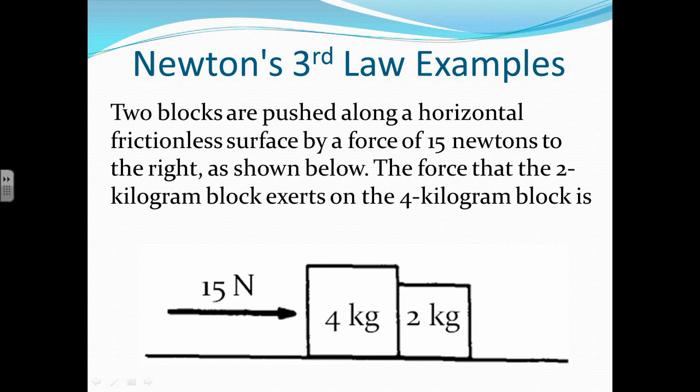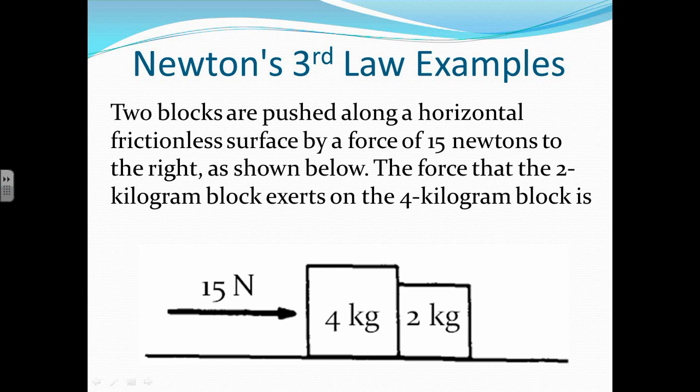So in order to approach this problem, we have to be able to separate and isolate one of our two blocks so we can draw a free body diagram for that block and determine what force is being placed on it. Now, the two blocks together, the 4 kilogram and the 2 kilogram block, will act as a pair. So when they're pushed together, the 15 newtons there will push both blocks as one system.